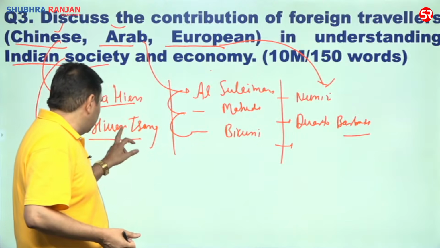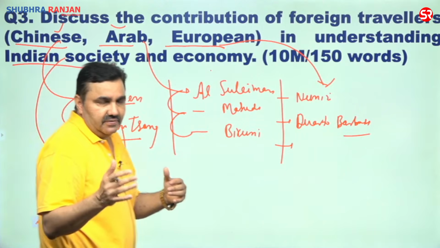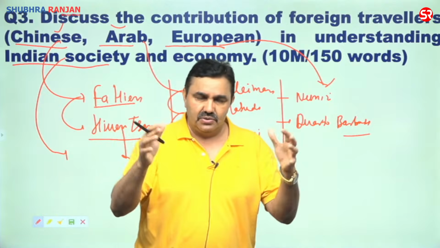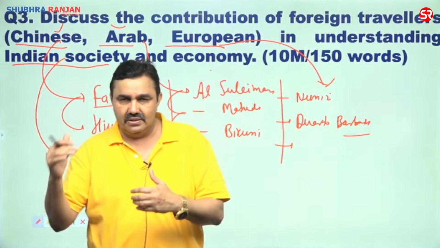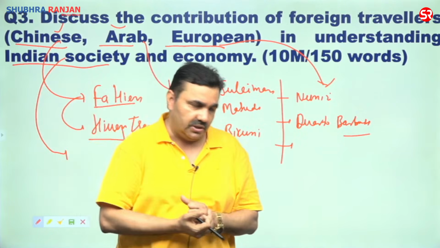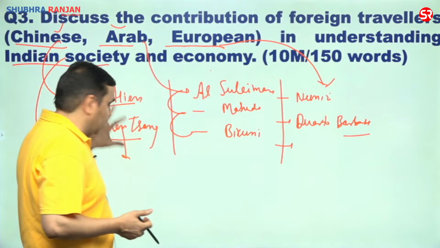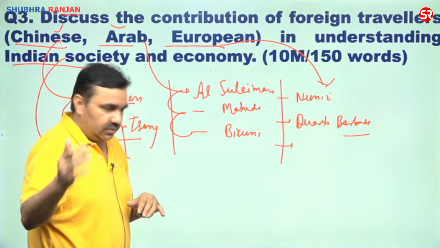Xuanzang was in the times of Harshvardhan, 629-645 AD. He came to India in 629 and stayed here for 16 years. He received education at Nalanda University. He wrote about Nalanda University that there were 2,000 teachers and 10,000 students.